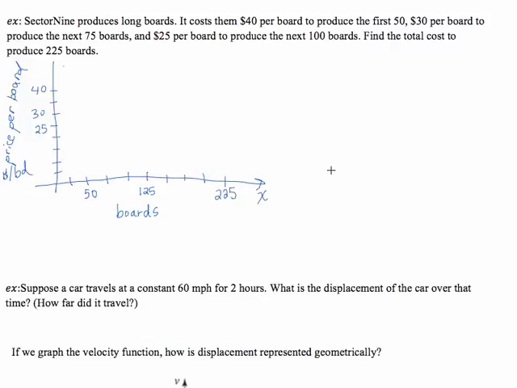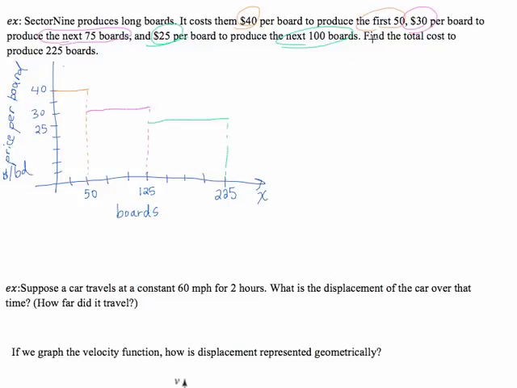Now, it cost them $40 per board to produce the first 50 boards. So the price per board is $40 for the first 50. Next, it cost them $30 per board to produce the next 75 boards. So the price drops to $30 for the 51st board through the 125th board. And then the price goes to $25 per board for the next 100. So it drops down like so.